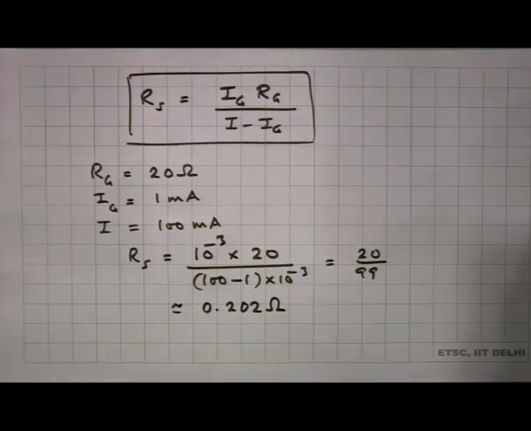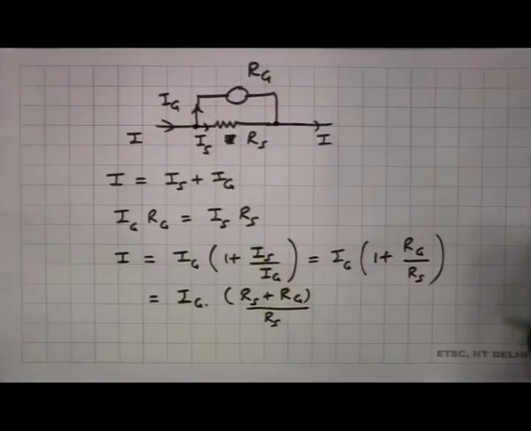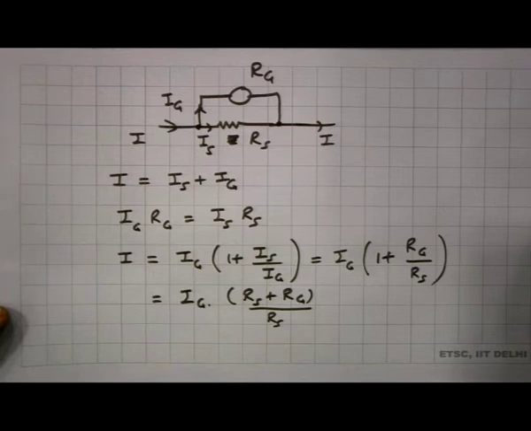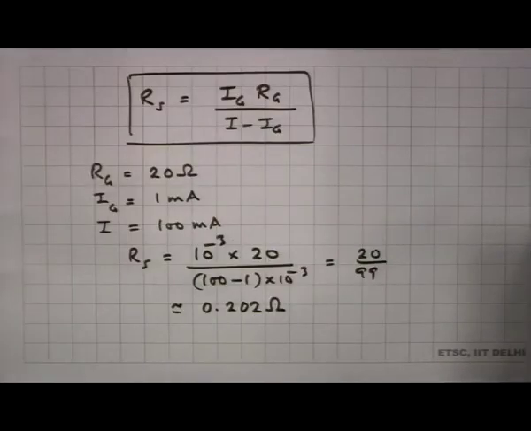So, what you have got is, if I had a galvanometer with a resistance of 20 ohms, and it is capable of measuring up to 1 milliampere, which means that at 1 milliampere I get full deflection, then to convert this galvanometer into an ammeter capable of measuring up to 100 milliamperes, I must connect a resistance in parallel with the galvanometer whose value is about 0.202 ohms.